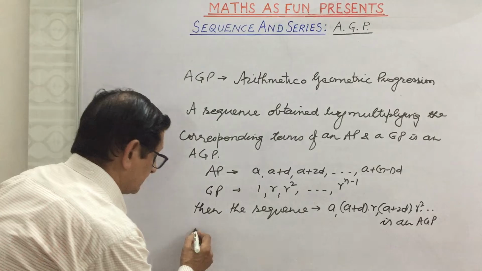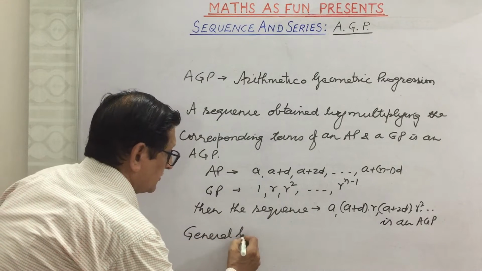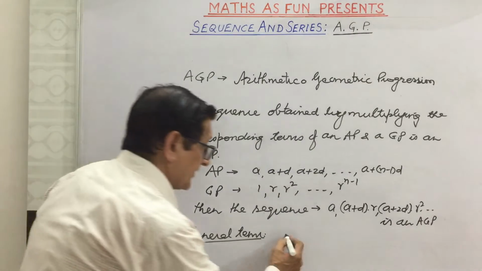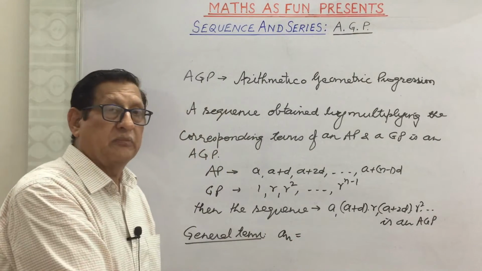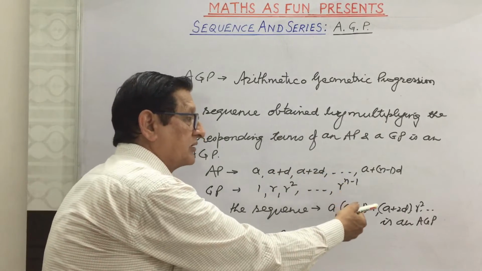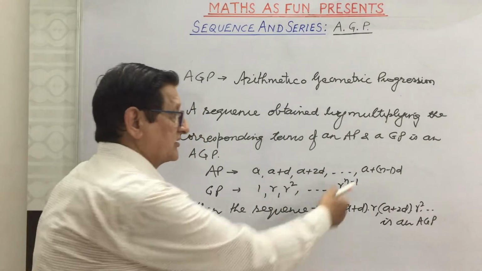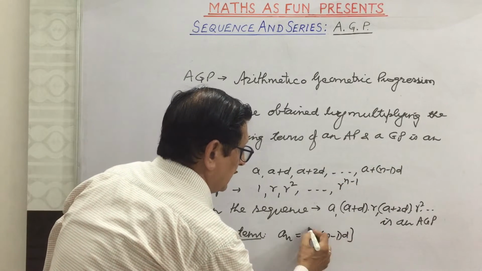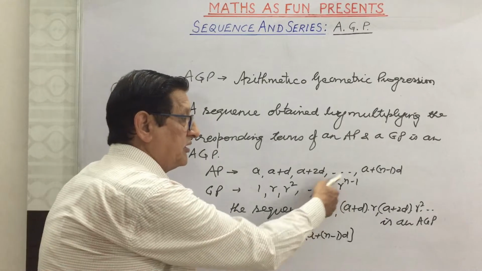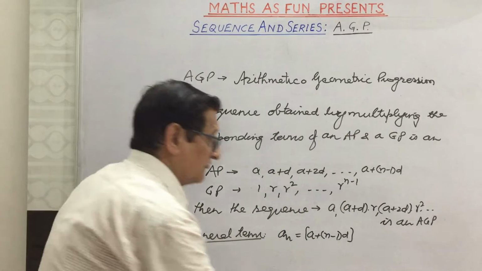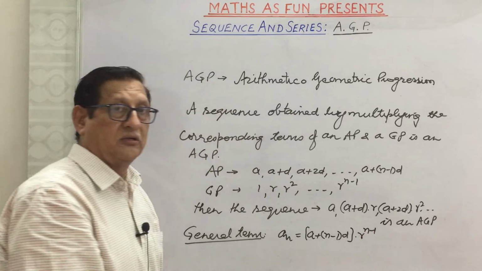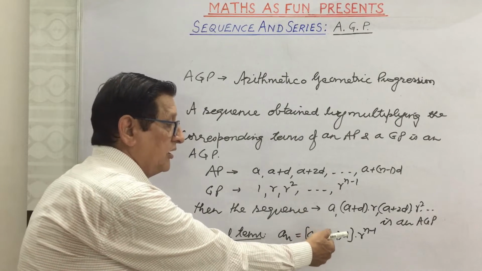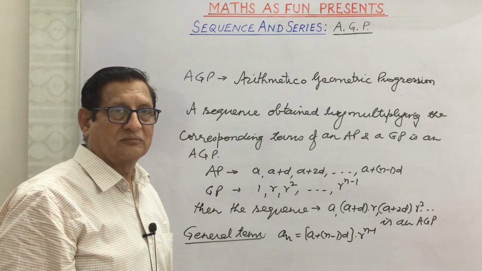What about the general term? The general term of an AGP, that is the nth term, can be obtained by multiplying the nth term of AP and the nth term of GP. We can see here the nth term of AP is a plus n minus 1 into d and the nth term of GP is r power n minus 1. So if we multiply by this r power n minus 1, the general term comes as a plus n minus 1 into d into r power n minus 1.